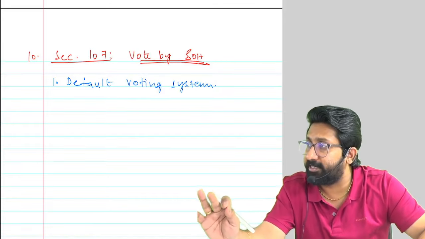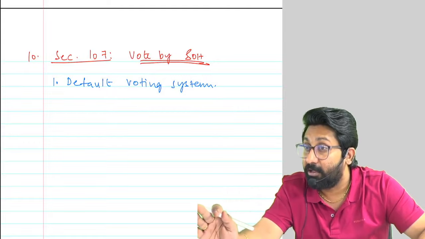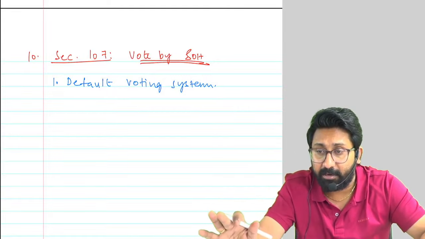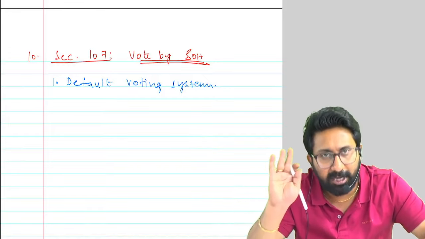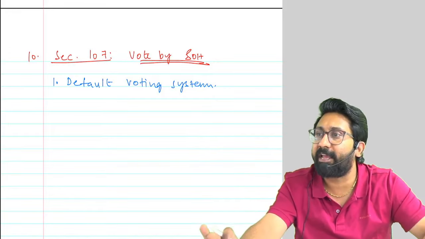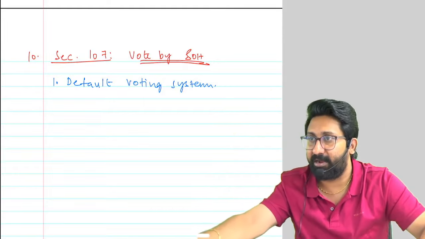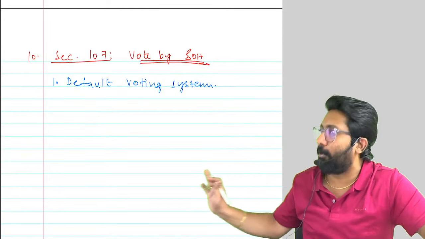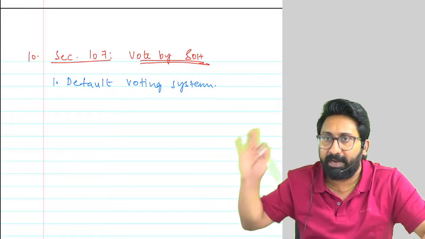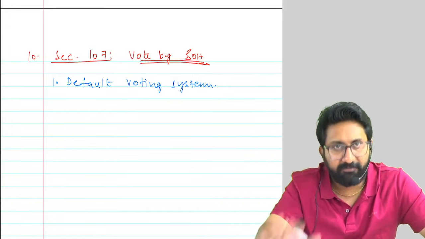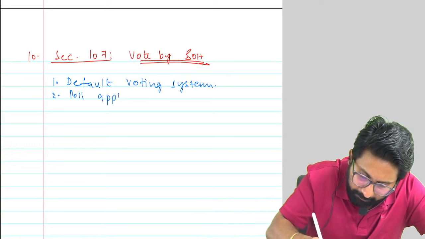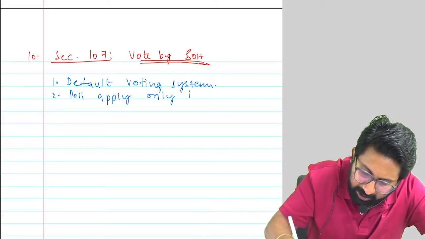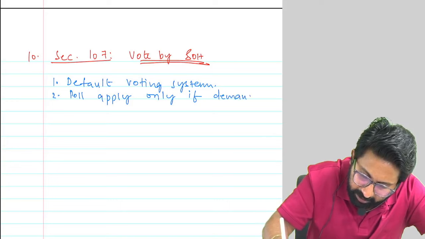If a poll is not demanded, generally all resolutions are voted only by show of hands. Poll will be taken only if you demand. If you do not demand a poll, poll will not come by default. By default, what will apply? Show of hands will apply. Poll applies only if demanded.